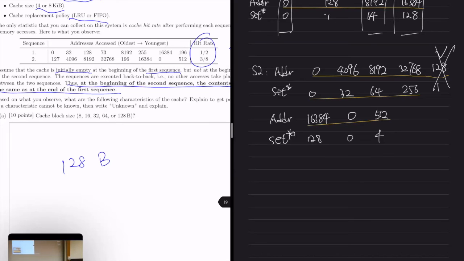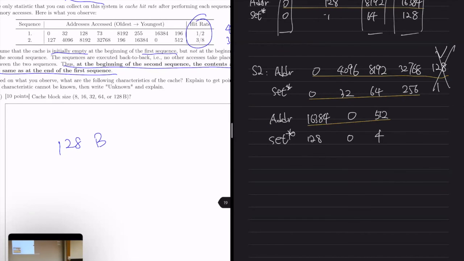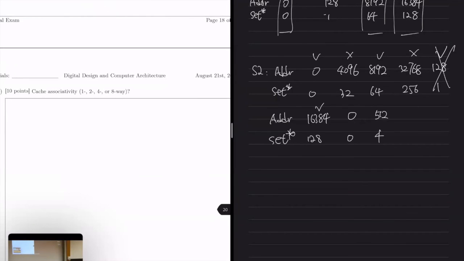And then finally for associativity of 8, this means that for a set we can have 8 different cache blocks in that set at the same time. If that is the case, then starting from the first access, we would hit here, we would miss here, we would hit here, we would miss here. And we will hit here. Now we already have 4 hits in this case, so it exceeds 3. So we are only left with a possible associativity value of 4-way.